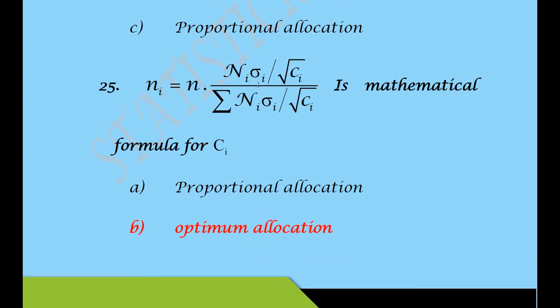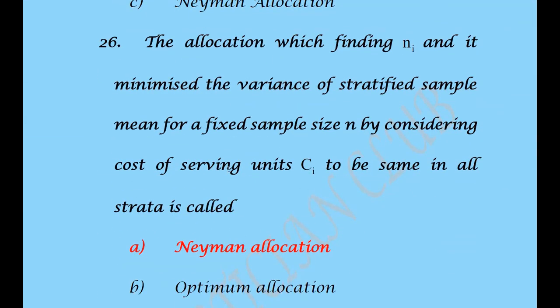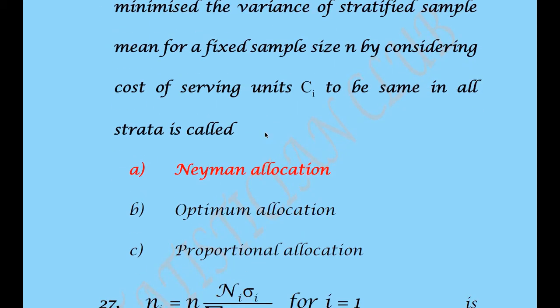Ni equals small n times capital Ni sigma i over square root of Ci, over the summation of Ni sigma i over square root of Ci, is the mathematical form of optimum allocation. The allocation which minimizes the variance of the stratified sample mean for a fixed sample size n, by considering the cost of serving a unit to be the same in all strata, is called Neyman allocation.